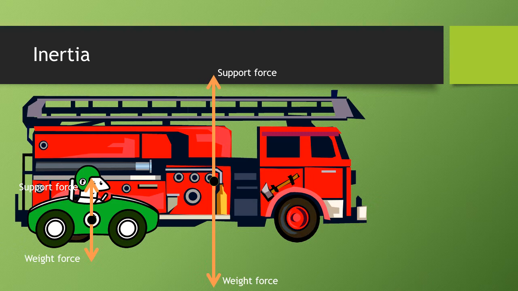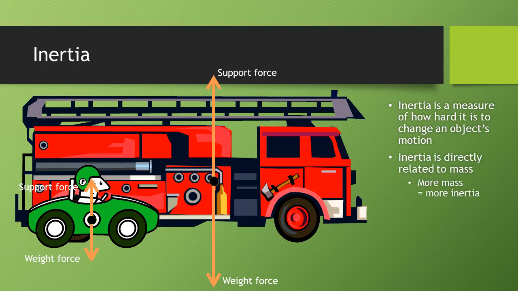The other thing we want to be able to do is get these objects moving. So if they're both stationary, obviously I need to push on them to get them moving forward. And if I push on the green car, I need a lot smaller force to get it moving, whereas I need a much larger force to get the fire truck moving. And this is due to inertia. Inertia is a measure of how hard it is to change an object's motion. The green car has got smaller mass, therefore it's got less inertia, so it's a lot easier to start it moving. The fire truck has more mass, therefore more inertia, therefore it's harder to get it moving. I need a larger force.